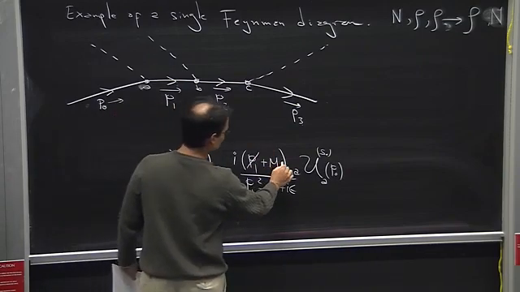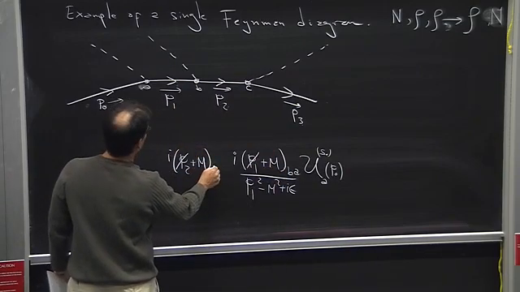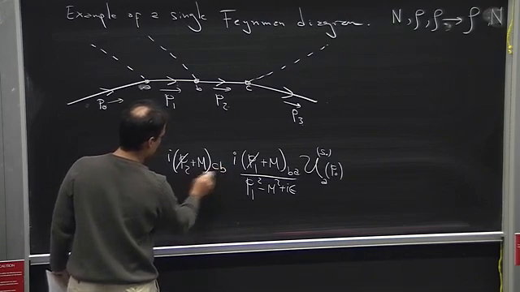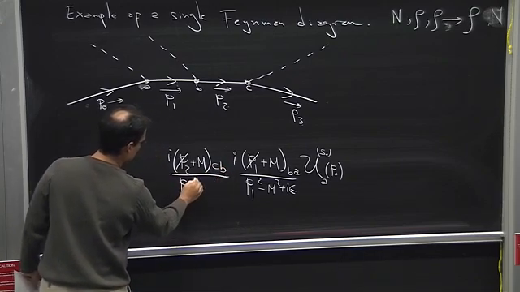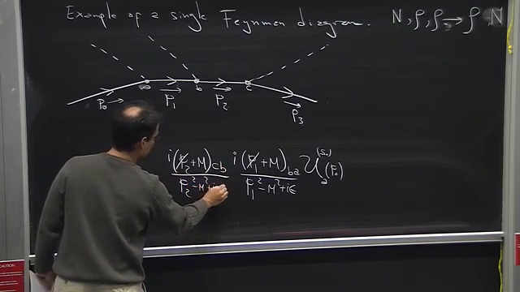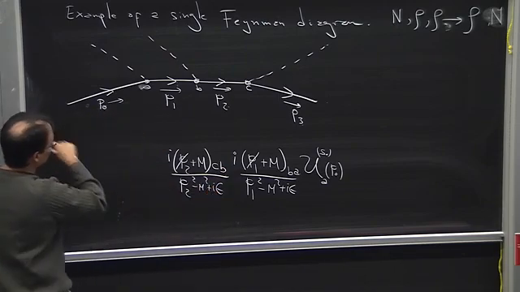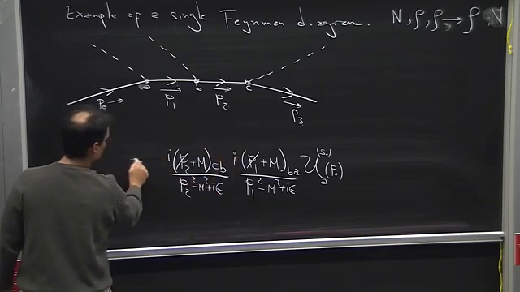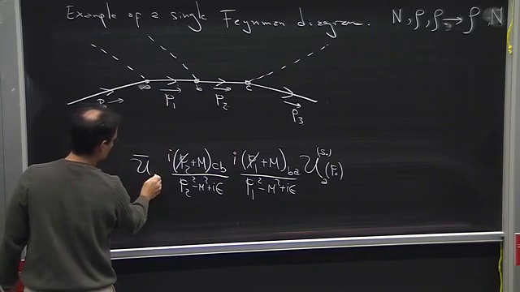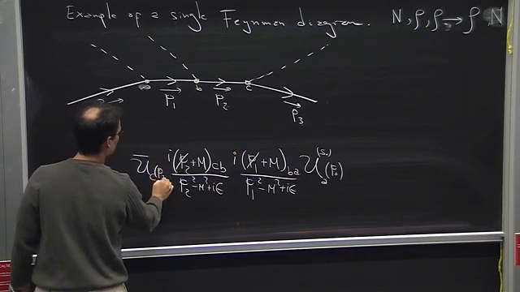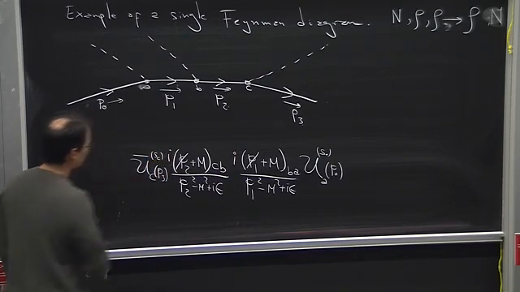Of course, there is an identity. And then we have what? We have CB over P2 squared minus M squared plus I epsilon. And then the last guy is our U bar C, P3 of SC. Okay?